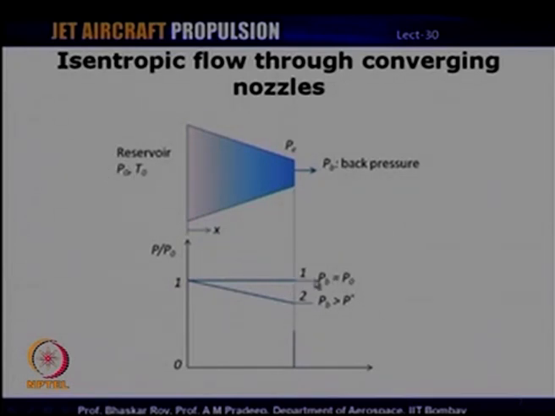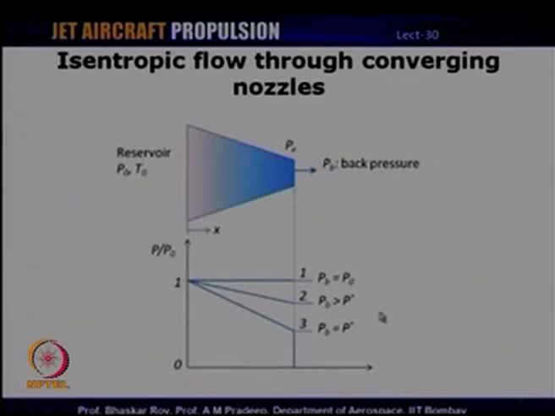This is the location where Pb by P naught is equal to 1. Now, we have Pb by P naught less than 1 there, but it is still greater than the critical pressure. Now, if we further reduce the back pressure, it becomes equal to the critical pressure. Critical pressure refers to the pressure where we get sonic flow at the throat.